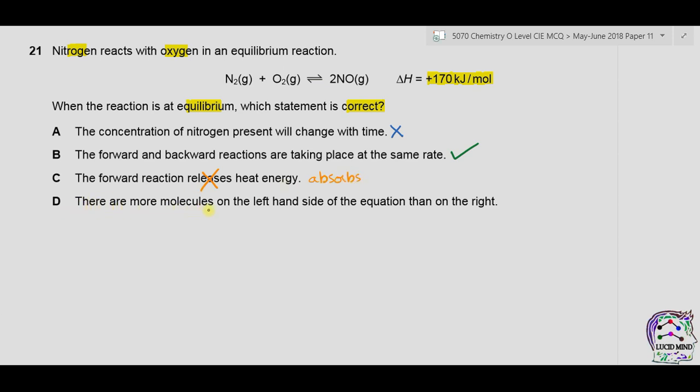Option D, there are more molecules on the left hand side of the equation than on the right. Now the number of molecules can be found by finding the number of moles. Greater number of moles means greater number of molecules. Now we have 1 mole of nitrogen, 1 mole of oxygen, so in total we have 2 moles of reactants. We also have 2 moles of product, so the number of molecules on both sides will be equal. The correct answer is therefore B.